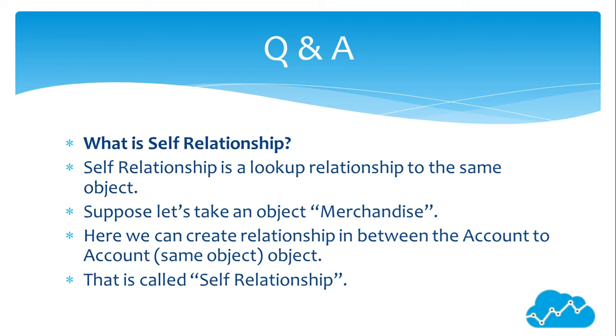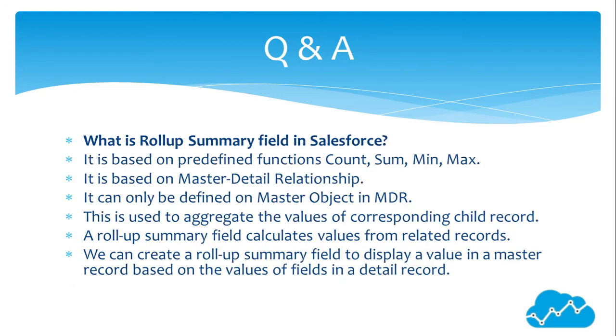Here we can create a relationship between the Account object and the Account object. That is called a self-relationship. What is a roll-up summary field in Salesforce?